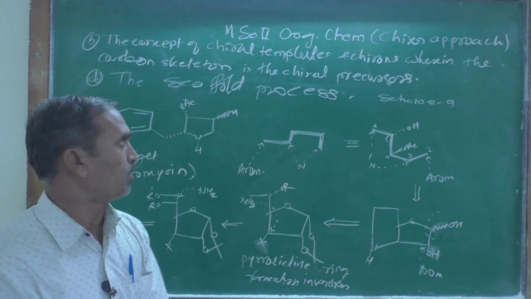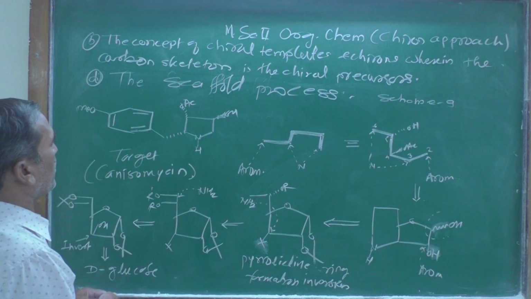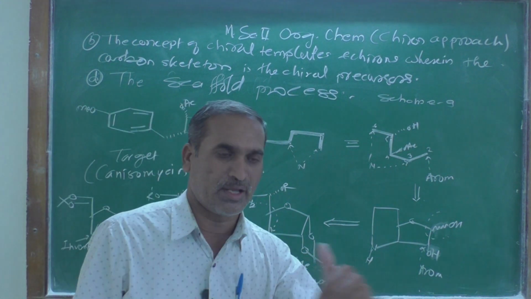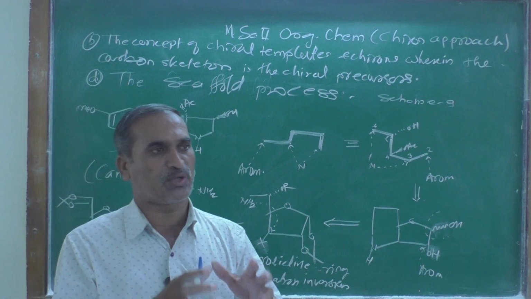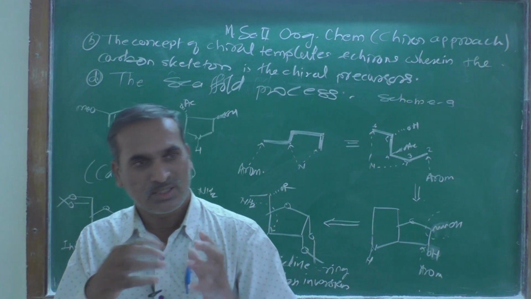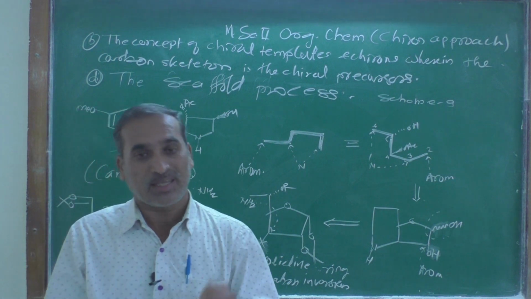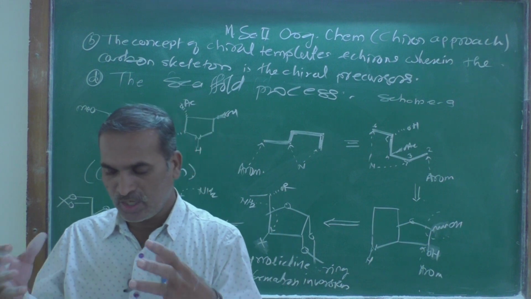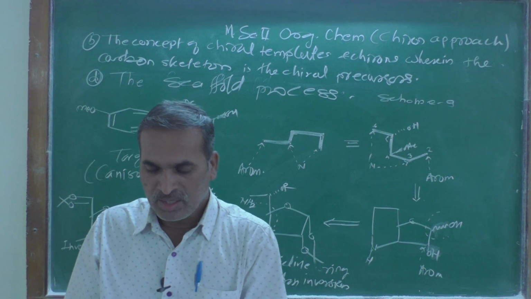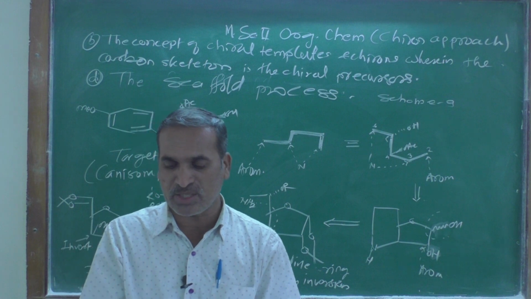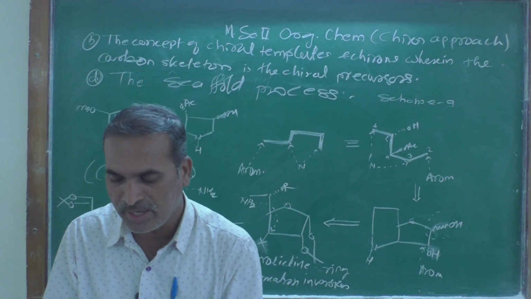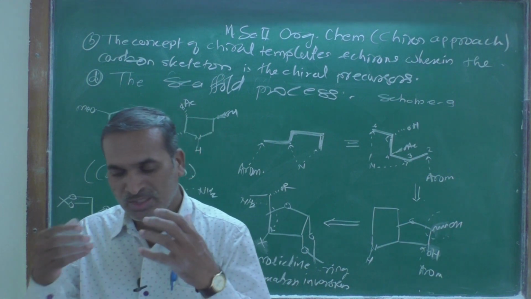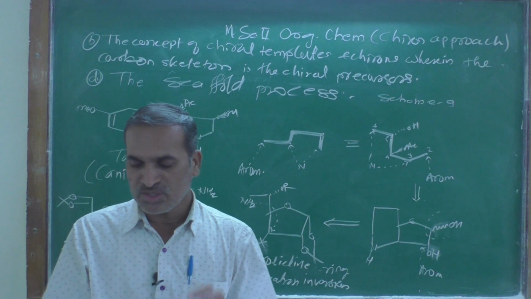Today we are going to discuss the scaffold process, that is scheme number 9, and from scheme number 9 we can understand what the scaffold process is. Let us see the explanation. A unique form of manipulating the carbohydrate structure is based on constructing a segment of the target around or on top of a rigid entity, such as a ring.